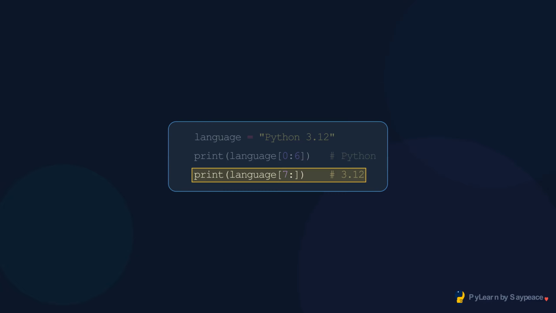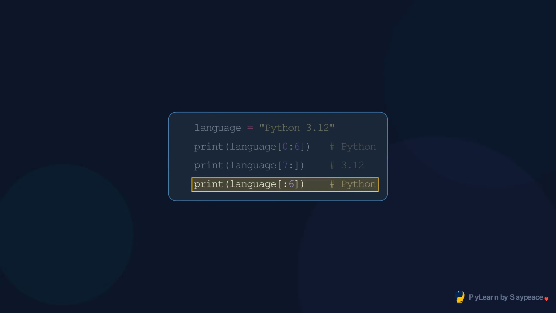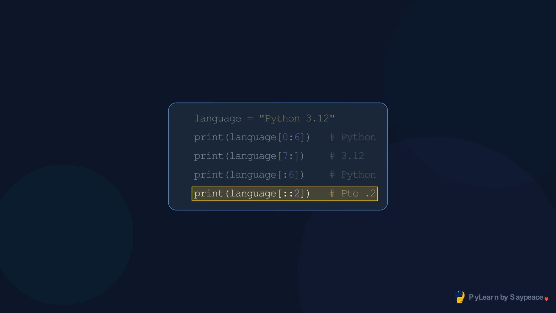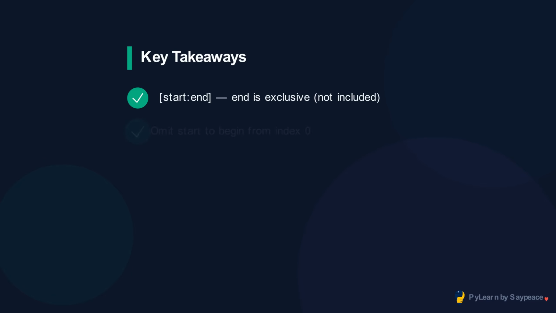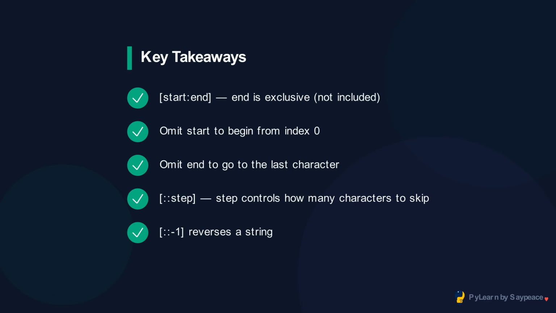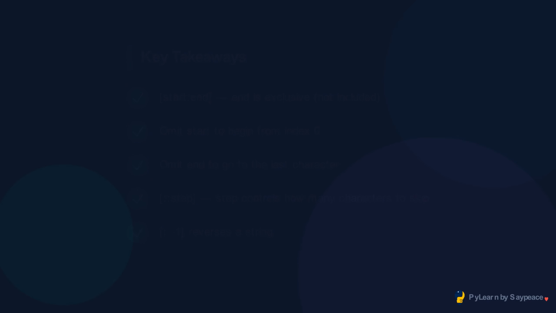Omit the end and Python goes all the way to the last character. Omit the start and Python begins at index 0. A third number is the step. Step 2 skips every other character. Step -1 reads the string backwards. A neat Python trick for reversing strings. Slicing is one of Python's most expressive features. You will use it constantly when working with text and lists.